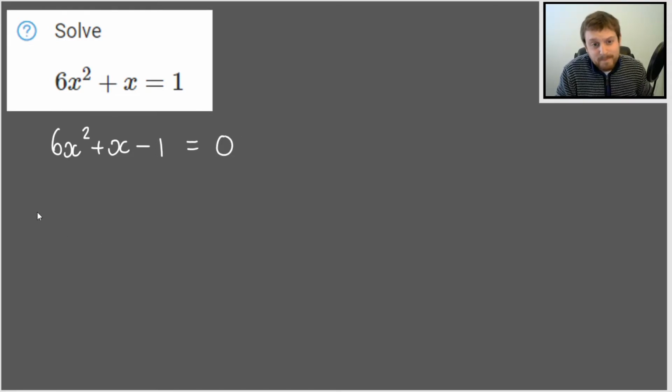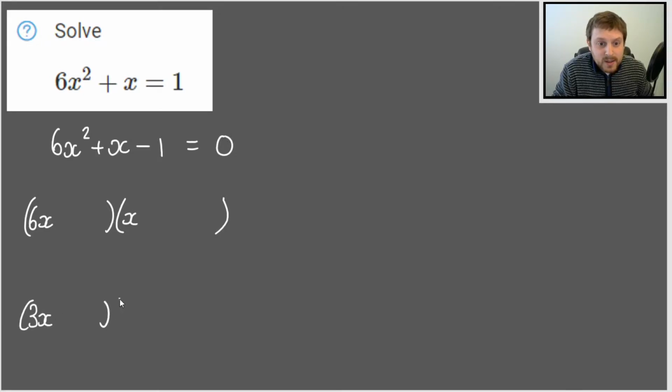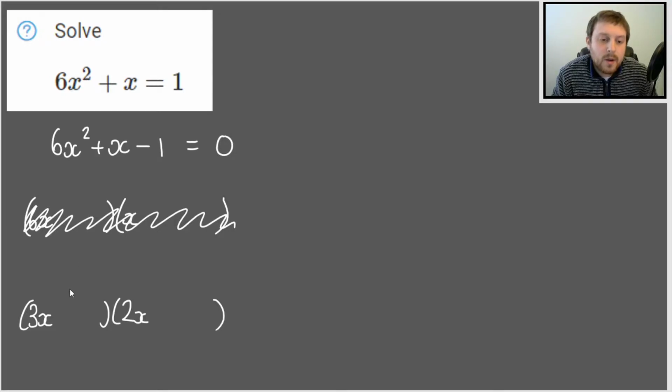And then, well, it's either got to be 6x and x, or it's got to be 3x and 2x. And then, well, we can check, can't we? This is either minus 1 and plus 1. I don't see how we're going to get a plus x if we use this one, so I don't think it can be this one. We're going to have a plus 3x and a minus 2x. So it's got to factorize like this, right?